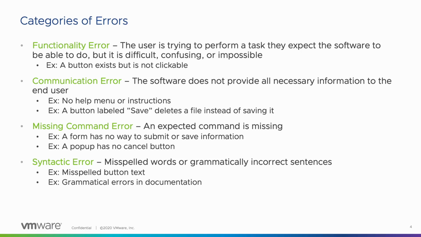A missing command error occurs when an expected command is missing. For example, a user completes a form, but there is no way to submit or save it. Another example would be a pop-up with no close or cancel button, so the user is unable to navigate back to the main screen. A syntactic error occurs when misspelled words or grammatical errors are displayed to the user. These can be confusing to users and also make the software look unprofessional.